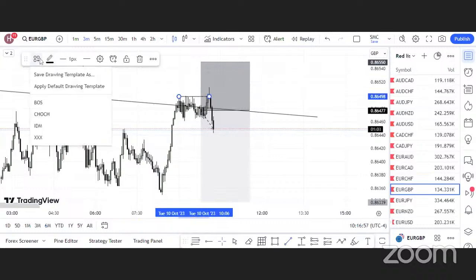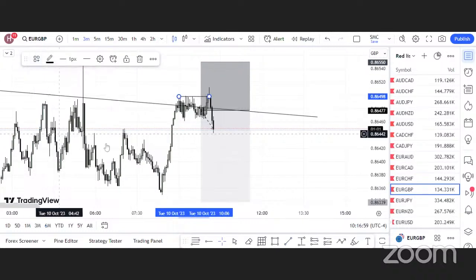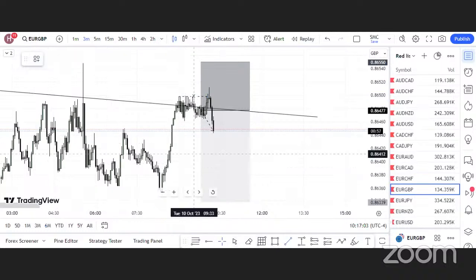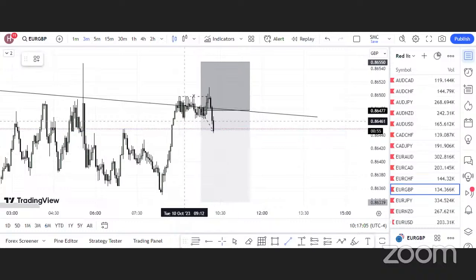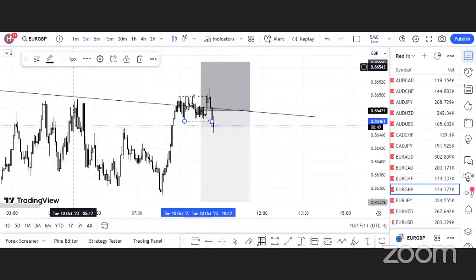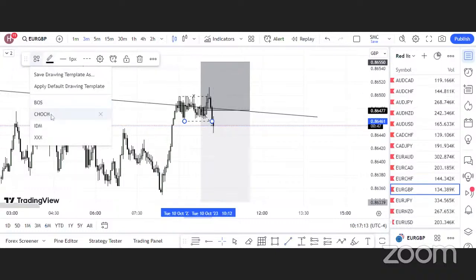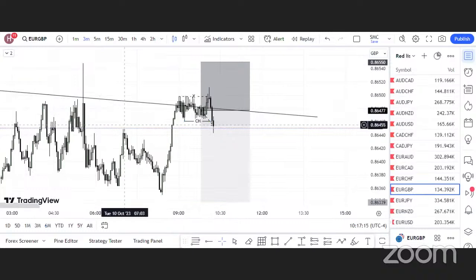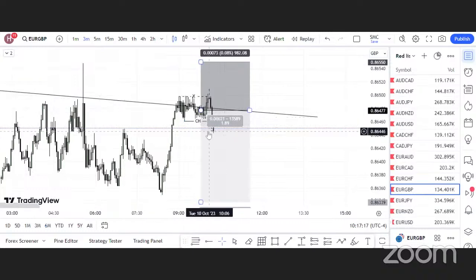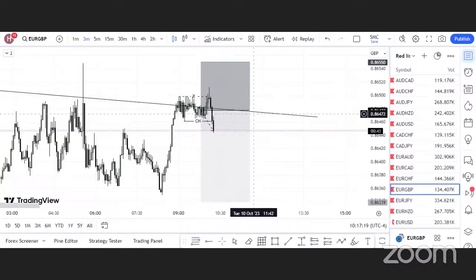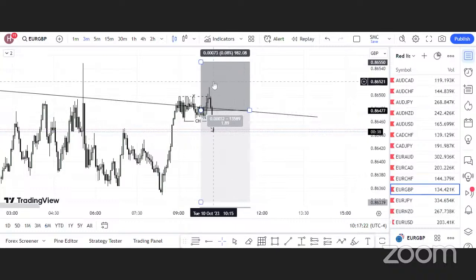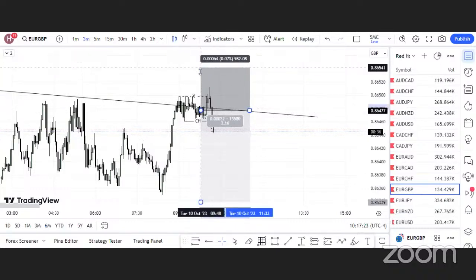So here we have liquidity, change of character, and I want the market to come back to trigger from here. Then I'll target this area.